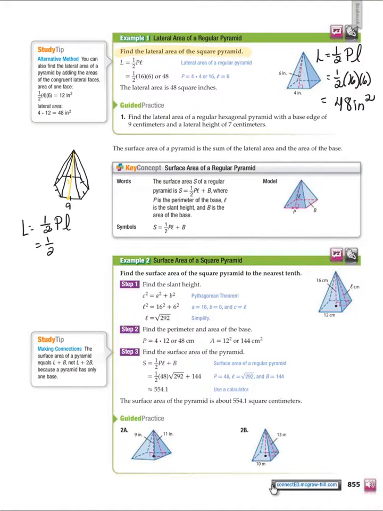Well, I've got 6 sides. Each side is 9, so that gives me 54. And my slant height is 7. So it's going to give me 27 times 7. And when I multiply 27 times 7, I'm going to get 189. And again, that is square centimeters here.